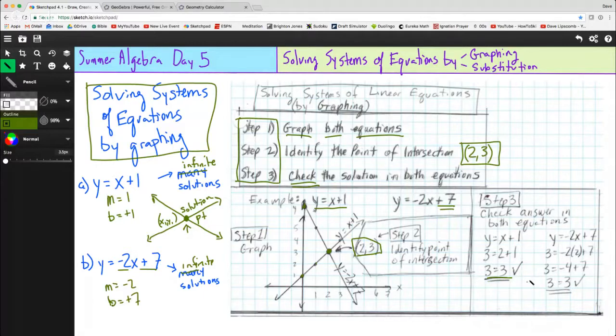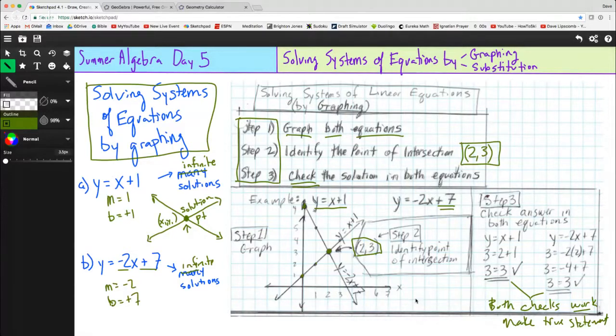So we have found a correct solution, because both checks work by making a true statement.